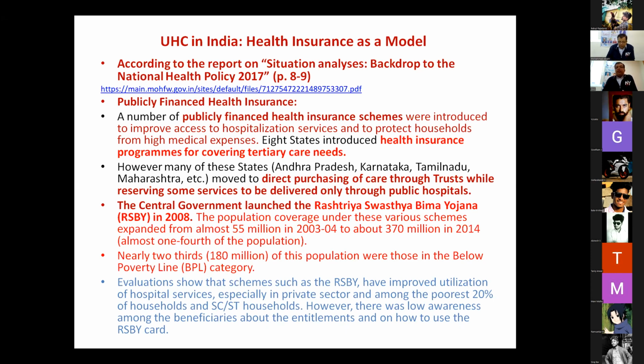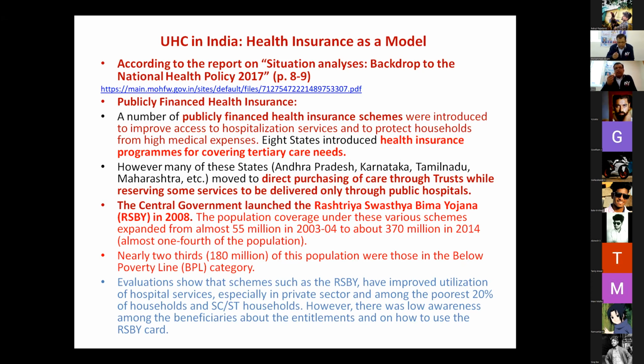However, many of these states like Andhra Pradesh, Karnataka, Tamil Nadu, Maharashtra moved to direct purchase of care through trusts, while reserving some services to be delivered only through public hospitals. Now, I just stated that different models prevailed, right? So within this publicly financed health insurance, multiple models existed. It will not be technically possible for us to understand all these models individually. We can understand the core issues related to this.